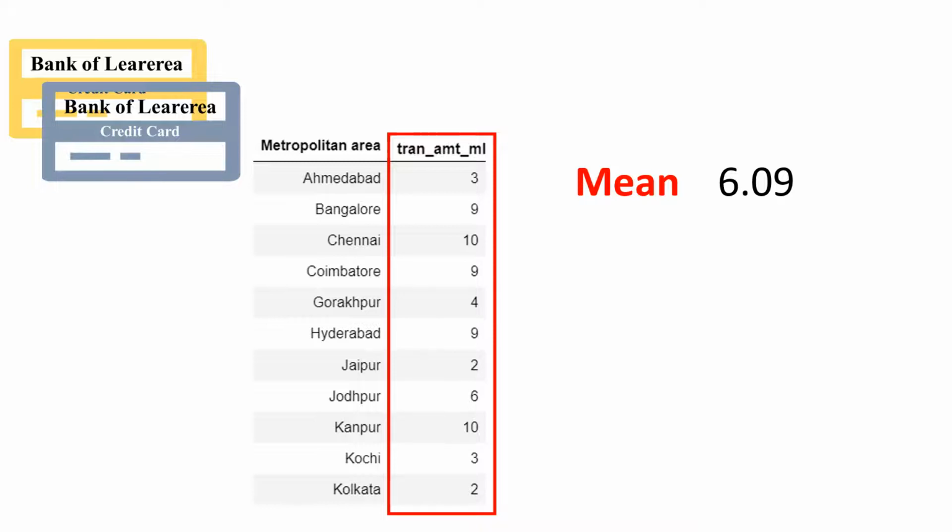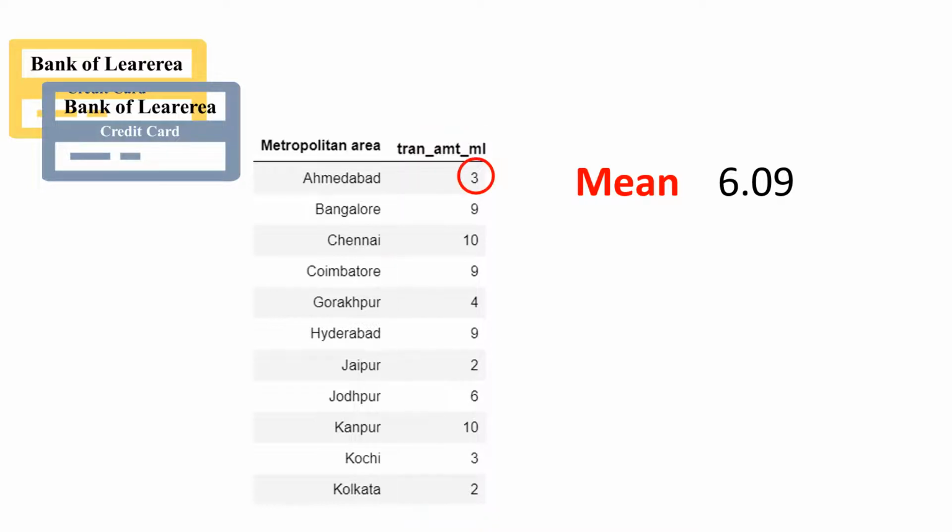Just after this, your eye catches this particular number. If you see, this is just 3 million, wherein you are saying the average of transactional amount is 6.09, while this amount is just half of that, approximately. So here it gives a very big difference. Then all of a sudden your eyes catch another number, which is just 2 million.